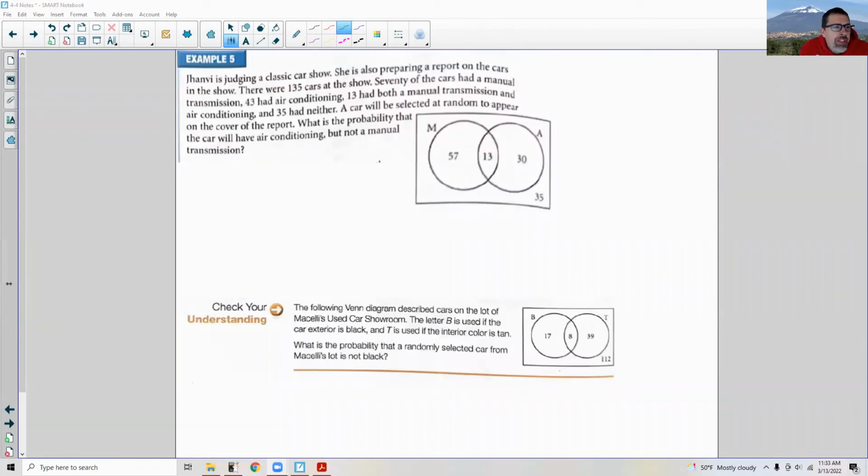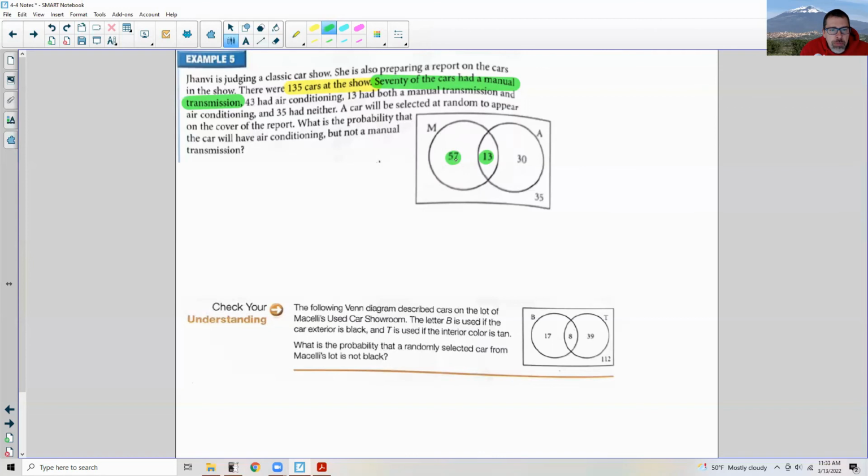Okay, John V is judging a classic car show. She is also preparing a report on the cars in the show. There were 135 cars at the show. 70 of the cars had manual transmission. Okay, so let's stop right there. 57 plus 13 is 70. Manual is in this circle.